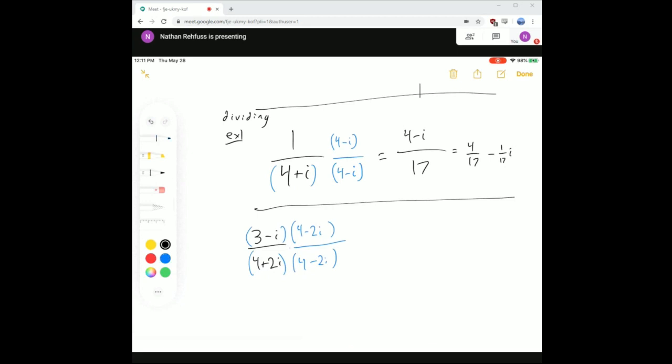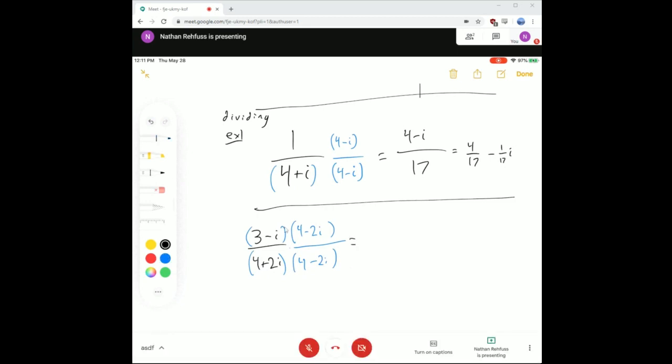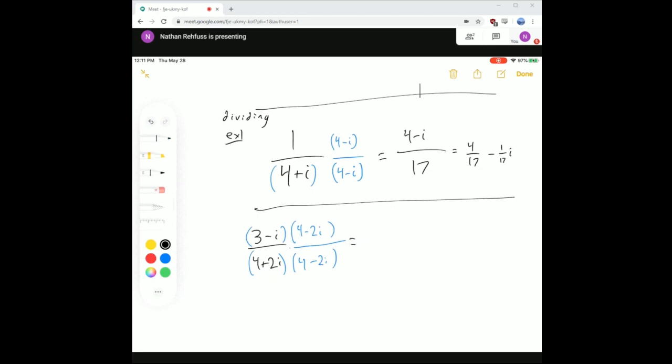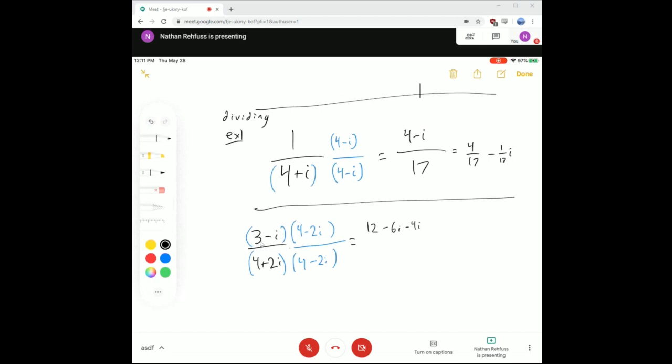In the numerator, I'm FOILing. I'm doing 3 minus i times 4 minus 2i. So first, 3 times 4 is 12. Outside, 3 times negative 2i is negative 6i. Inside, negative i times 4 is minus 4i. And last, negative i times, that's a lot of minus signs, negative i times negative 2i.